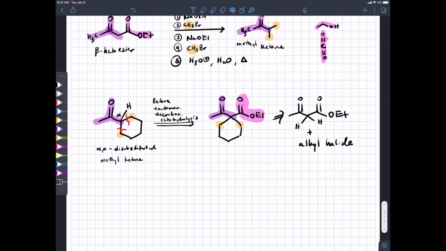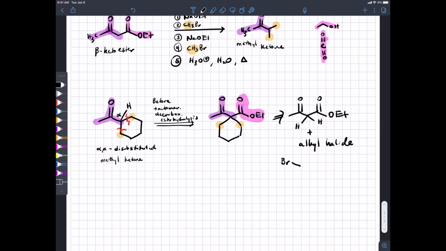Now, how do I get from that beta-keto ester intermediate to the starting material with no alkyl groups? What would I have had to do? What do you think my alkyl halide needs to be? Go ahead. I'm not sure if you do this, but could you just make one long carbon chain with an alpha halide on each end?